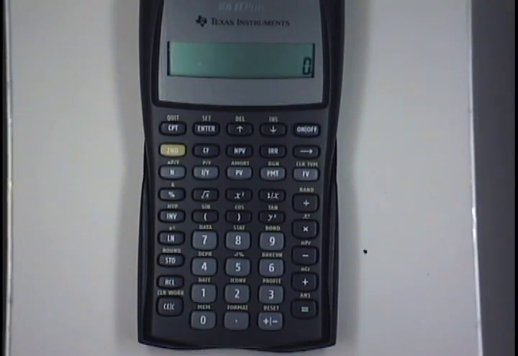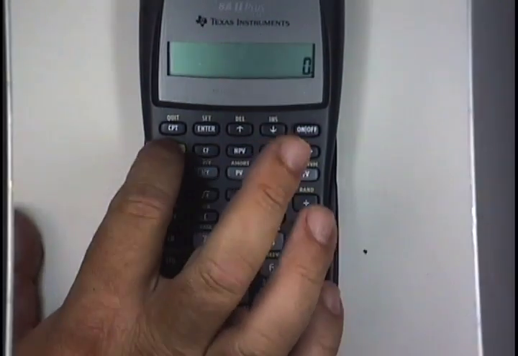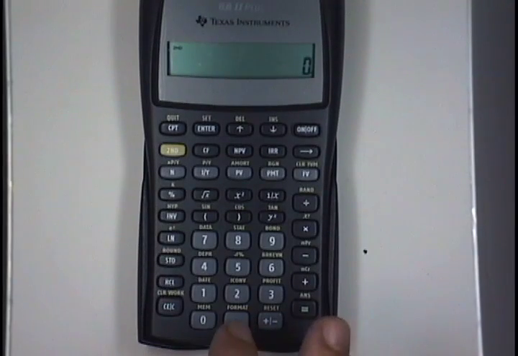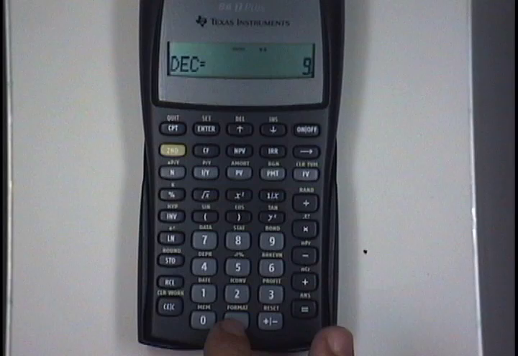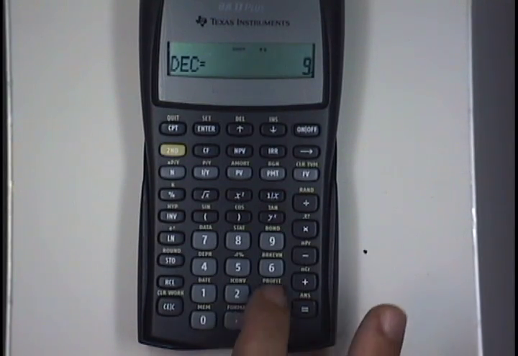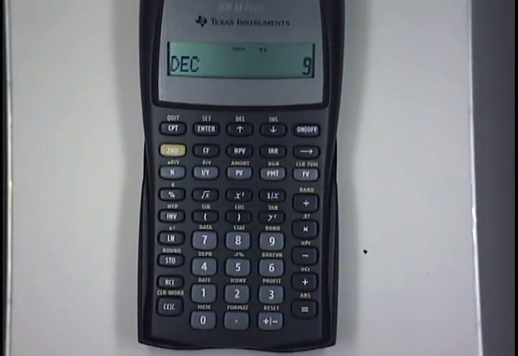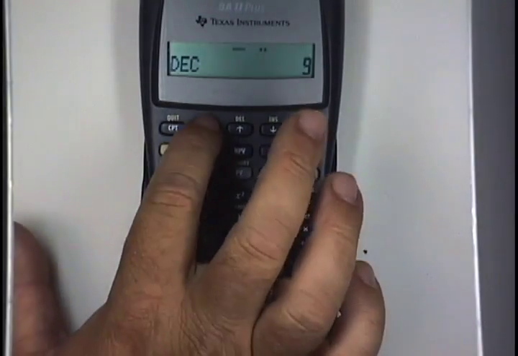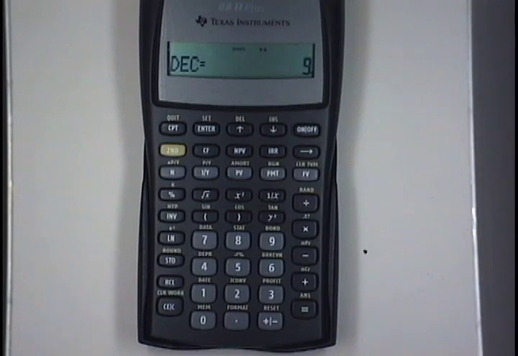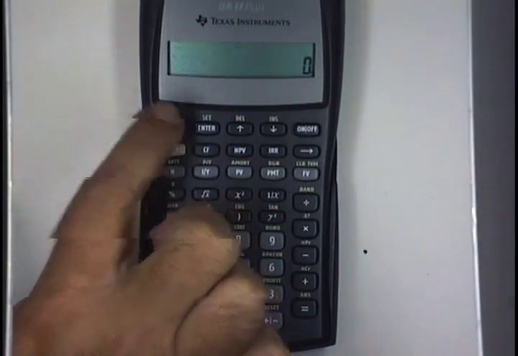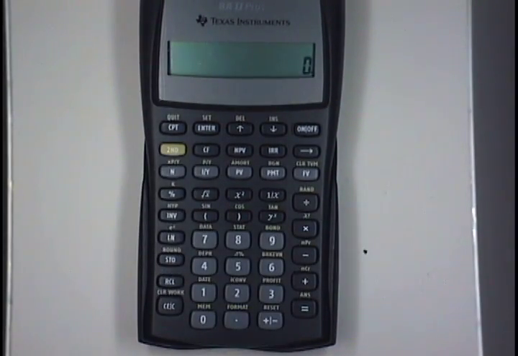So I want you to press your second button. Format, which is above your decimal point. You can see mine is already set at 9. Go ahead and press 9. Decimals equal 9. Enter. Second, quit. I now have my decimals set.